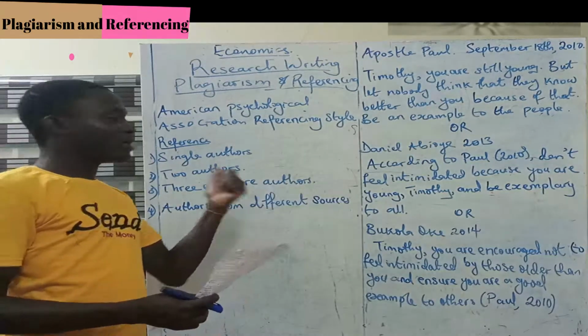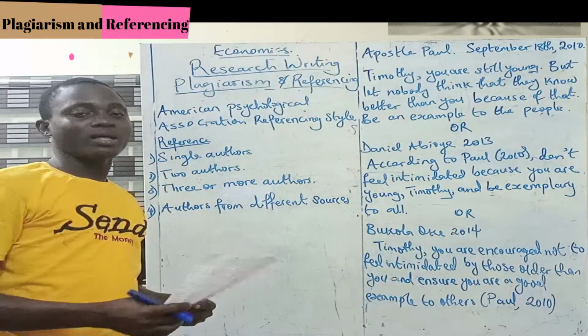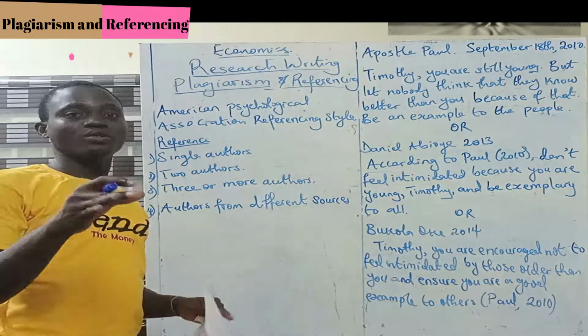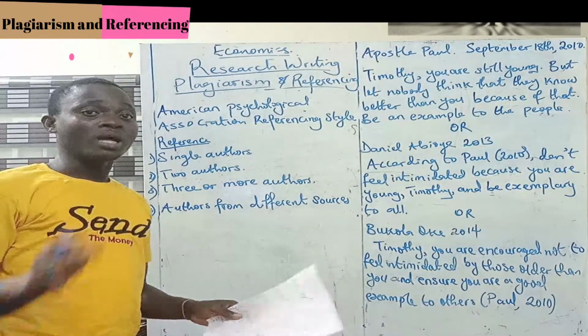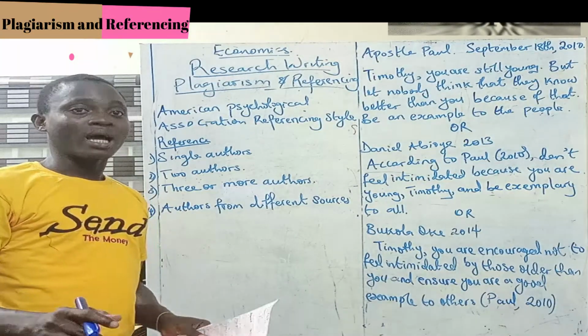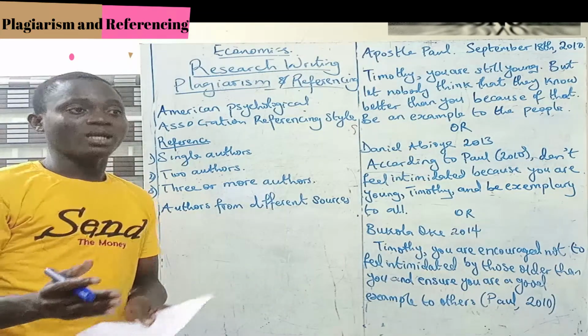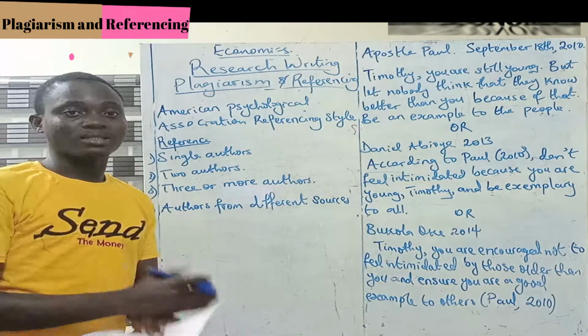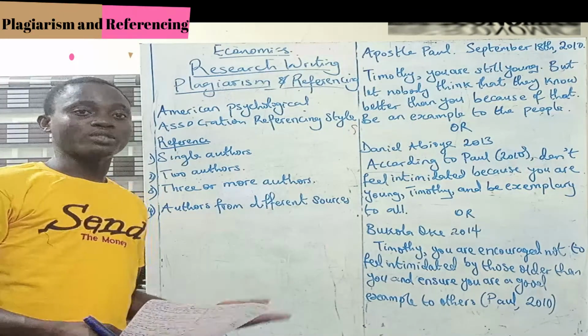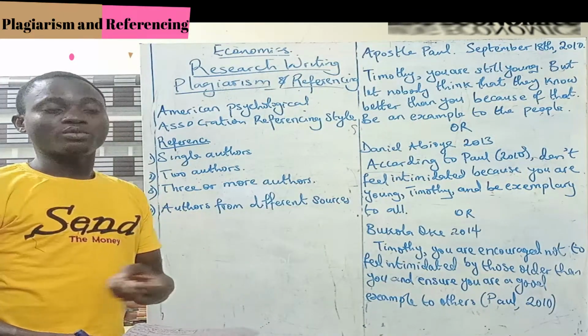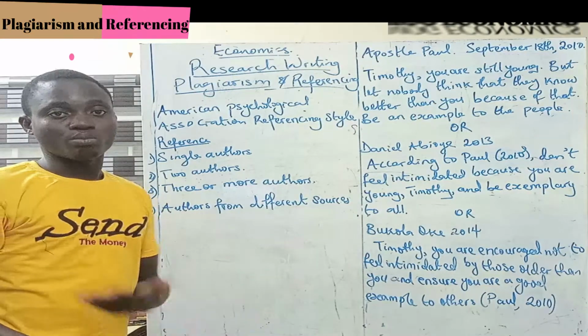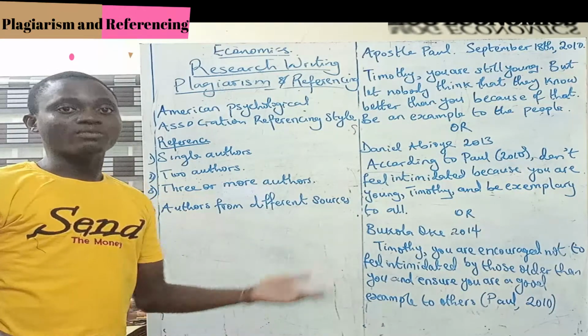So first I want you to understand that your university or your institution might have its own referencing style, and you have to find that out and ensure that the references in your research work, be it an assignment, a term paper, or a project, are in accordance with your institution's style of referencing.